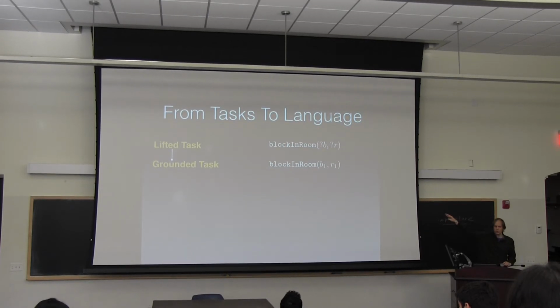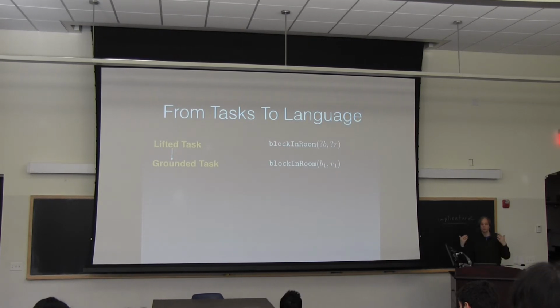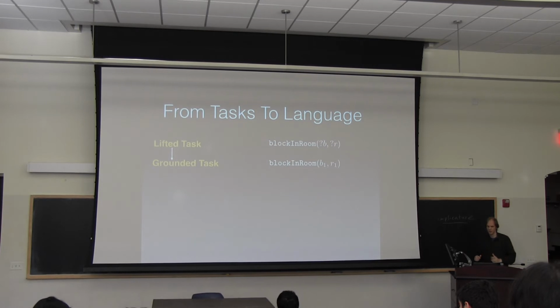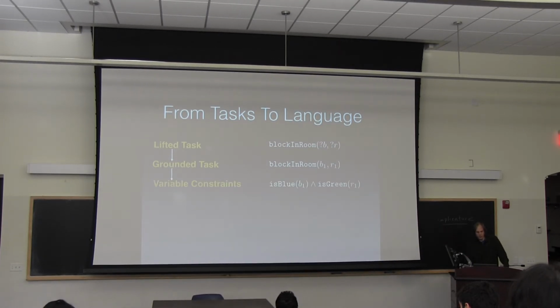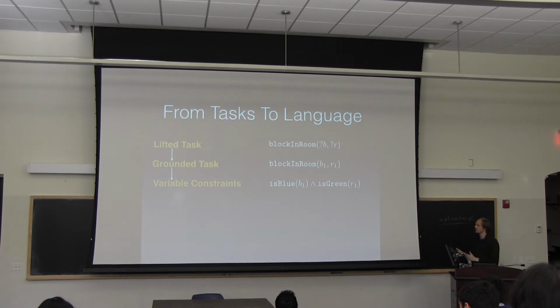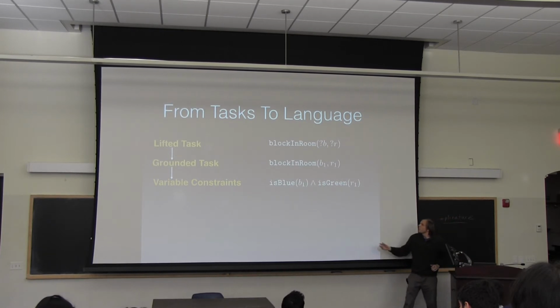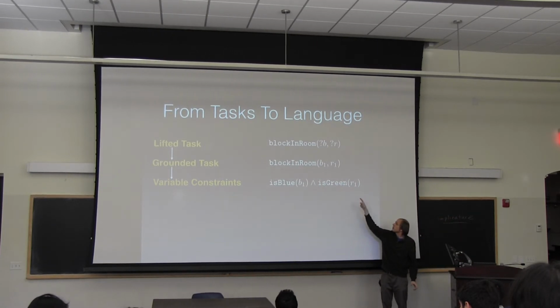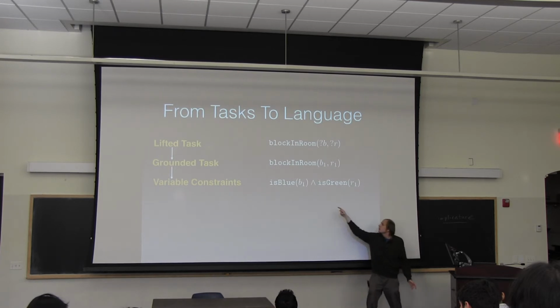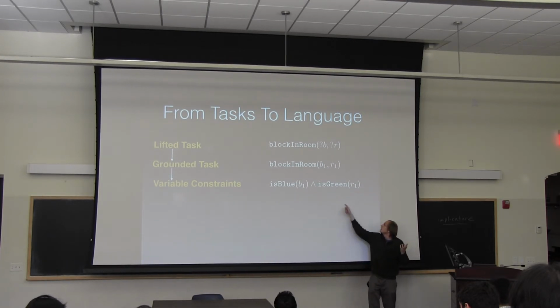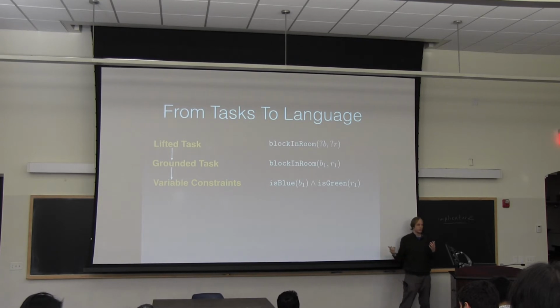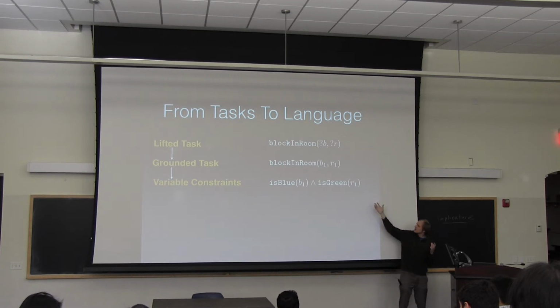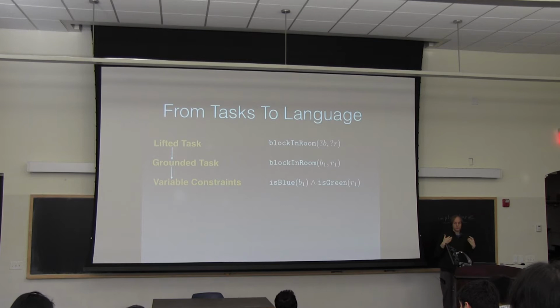And language isn't going to want to refer to things like B1 and R1, right? Those don't really have meaning. Instead, we're going to refer to properties of things to refer to which objects we're talking about. So once we know what the grounded task is, we can imagine there are different ways of describing what the objects in that grounded task are. We're calling these variable constraints. So for example, one possible variable constraint is something that's true about B1 and something that's true about R1. We could say B1 is blue, and R1 is green, so it's a green room. This is telling us information about these things that we might use in reference.